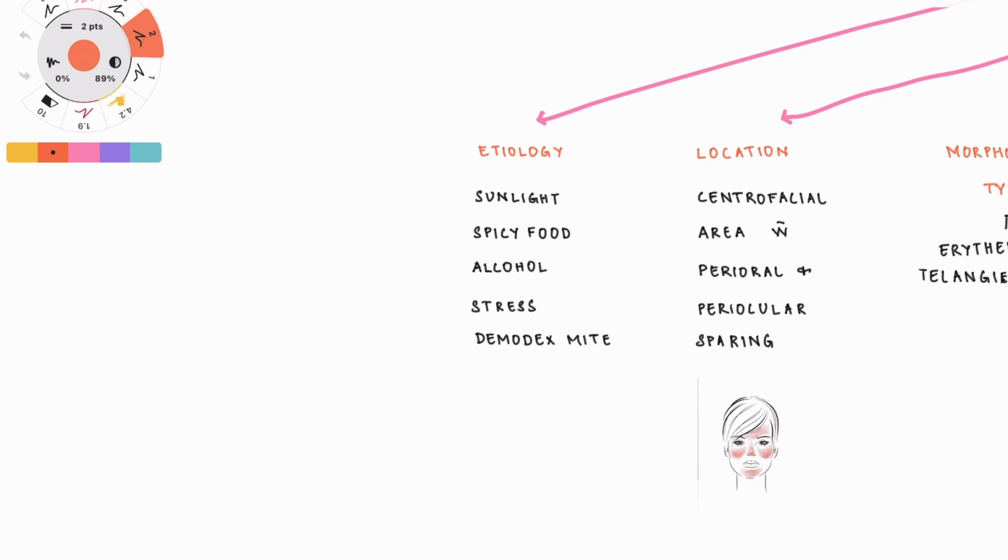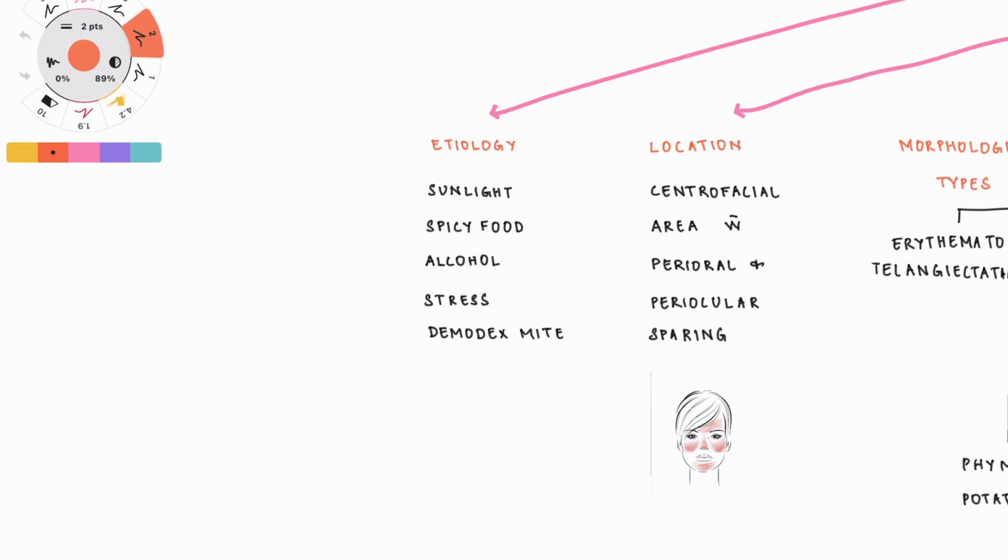The first concept we have in rosacea is etiology. In etiology of rosacea, we have four triggers. They are sunlight, spicy food, alcohol, and stress. One microorganism is also implicated in the etiology of rosacea, which is the Demodex mite.